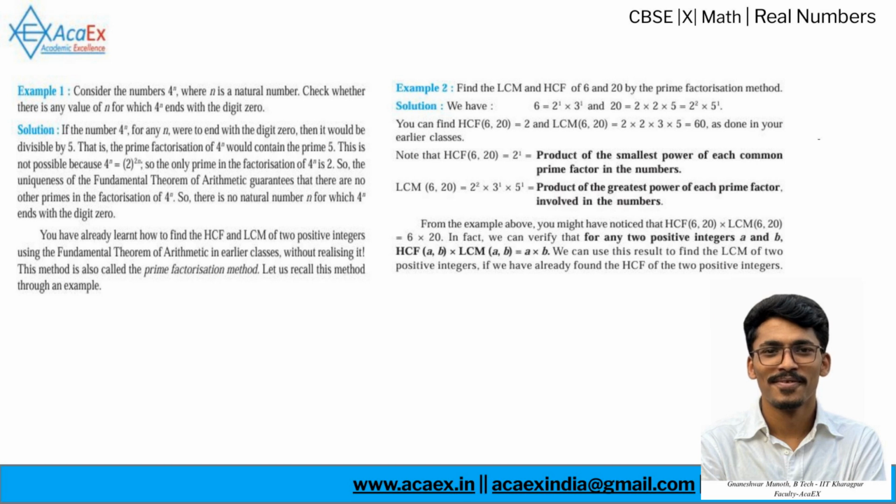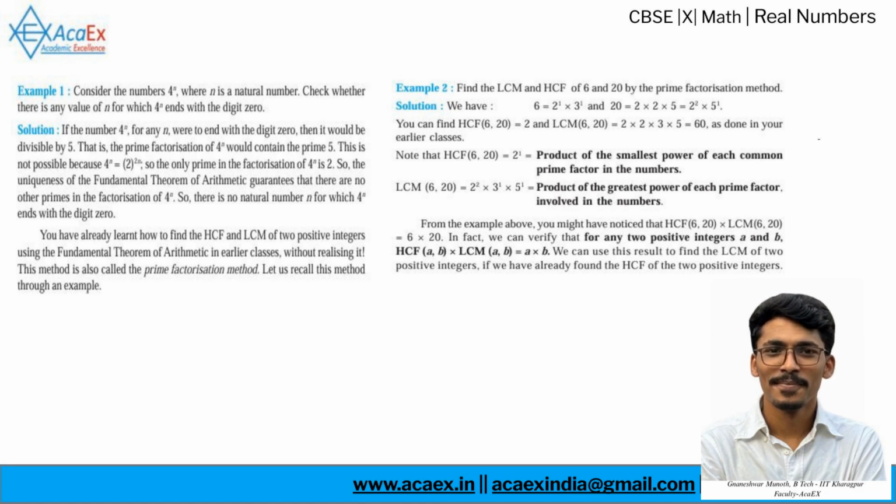Example 2. Find the HCF and LCM of 6 and 20. Solution. The prime factorization of 6 is 2 to the power of 1 times 3 to the power of 1. The prime factorization of 20 is 2 squared times 5 to the power of 1. HCF, highest common factor, is the product of the smallest power of each common prime factor. Here, the HCF is 2 to the power of 1, which is 2.